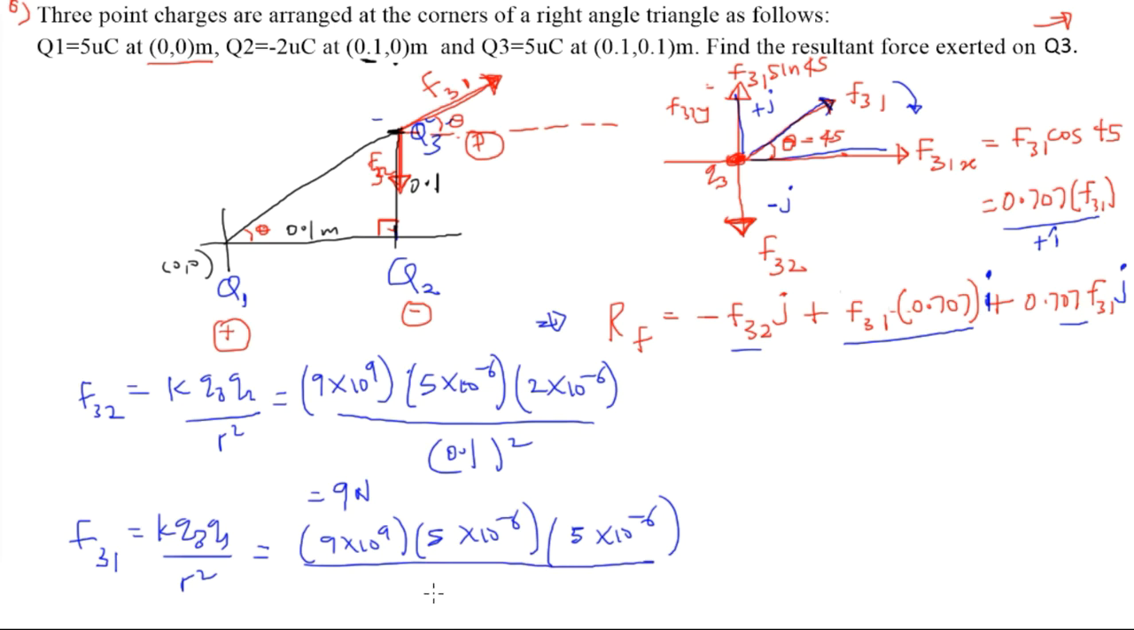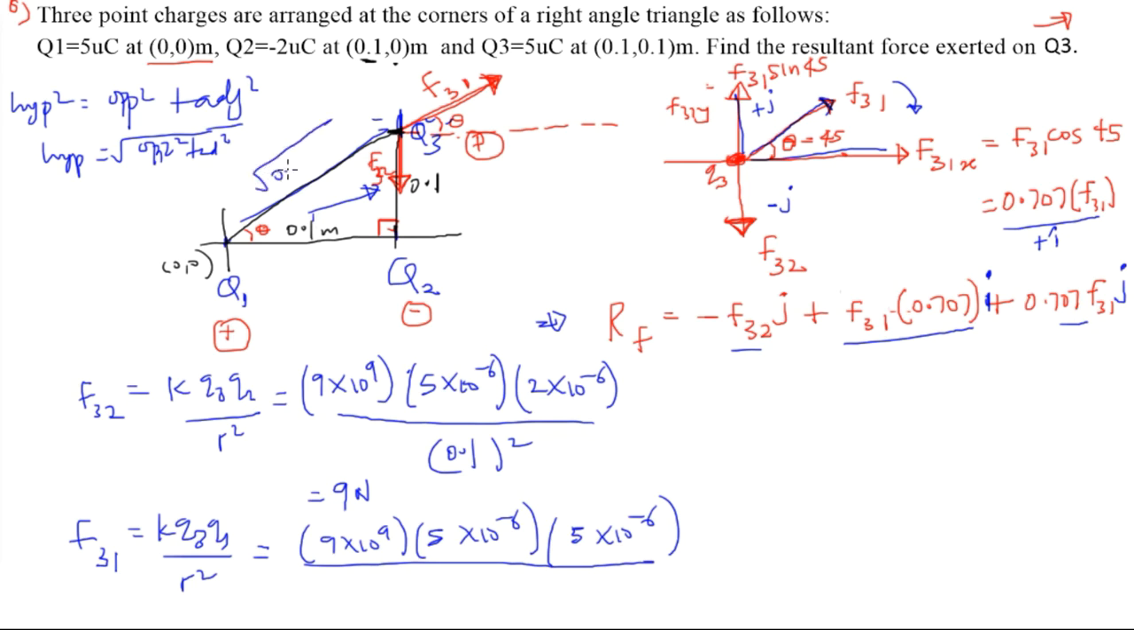Then r squared, the distance between them. Oh, I've not found that. The distance between Q1 and Q3, we can find that using the Pythagorean theorem. The Pythagorean theorem is hypotenuse squared equal to opposite squared plus adjacent squared. That means hypotenuse, which is of course the longest side, that's this place, is equal to the square root of the opposite squared plus adjacent squared. So this is the opposite, this is the angle theta, so this is the opposite, and this will mean the adjacent. So that is the square root of opposite squared, that's 0.1 squared, plus 0.1 squared as well. So if you press that on your calculator, you should have something of this nature, 0.1 squared plus 0.1 squared.